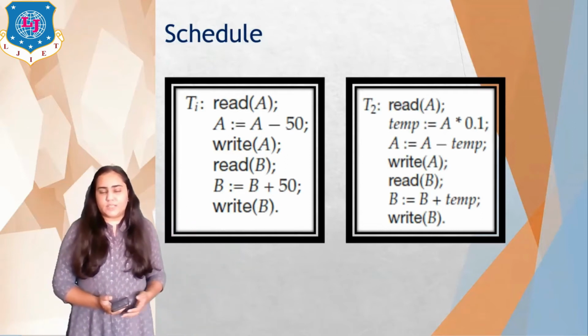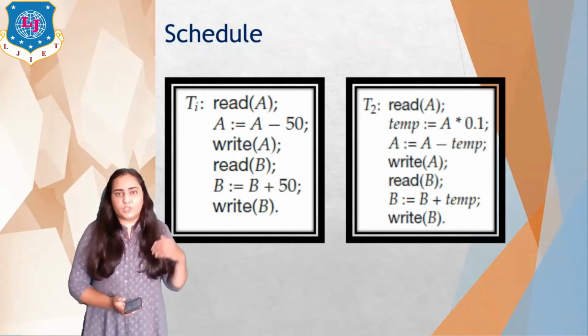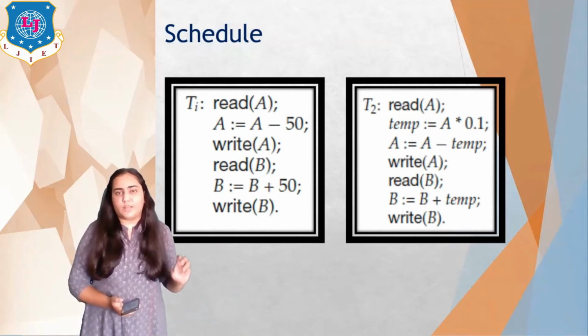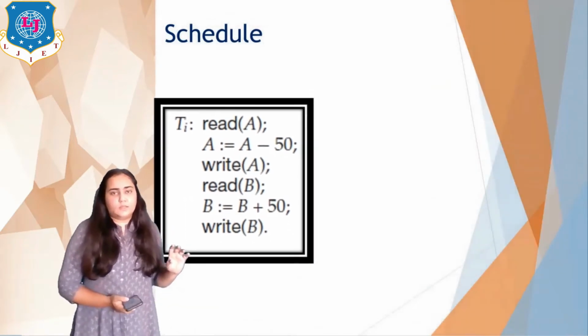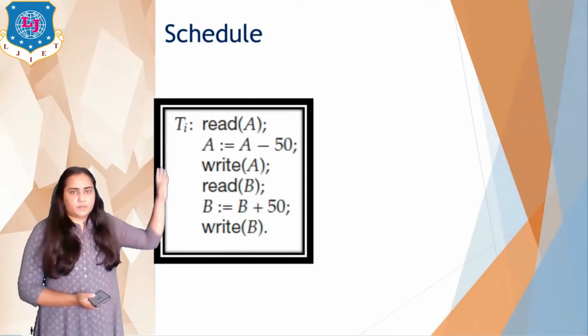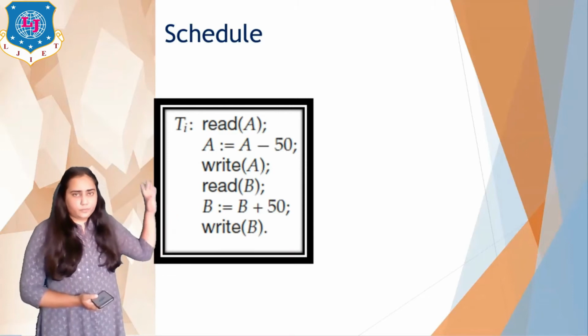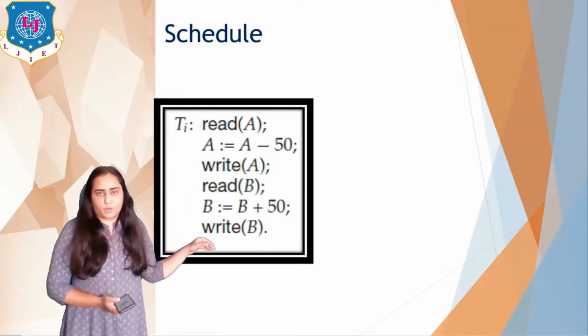Now, if both transactions have to execute simultaneously in my system, then I need to provide a schedule for them, which is almost like a timetable, where I can tell which instruction, which operation will happen first and which operation will happen next. That is how you can create a schedule. In transaction T1, these are all the operations available, and these operations will be executed one by one.